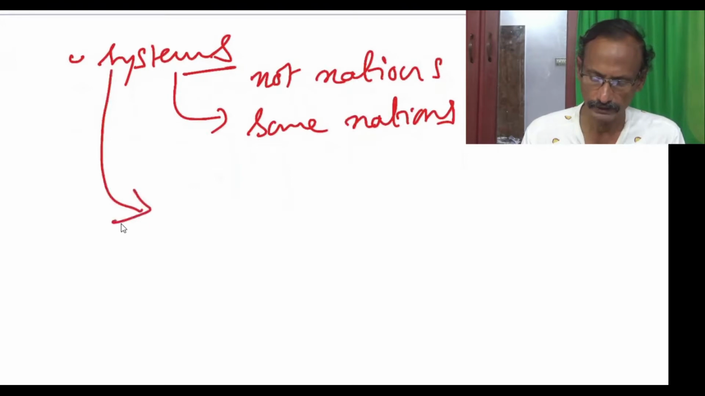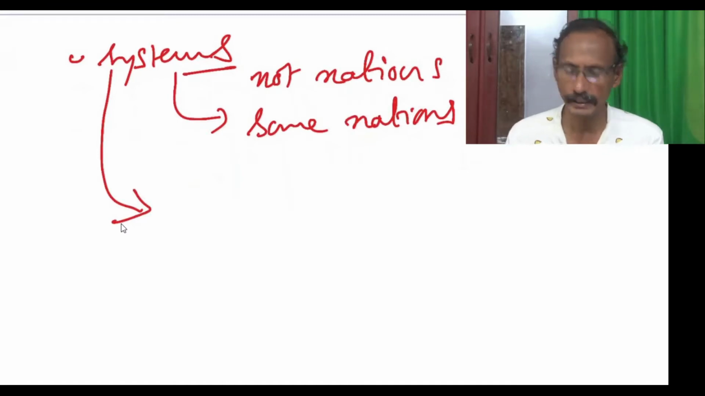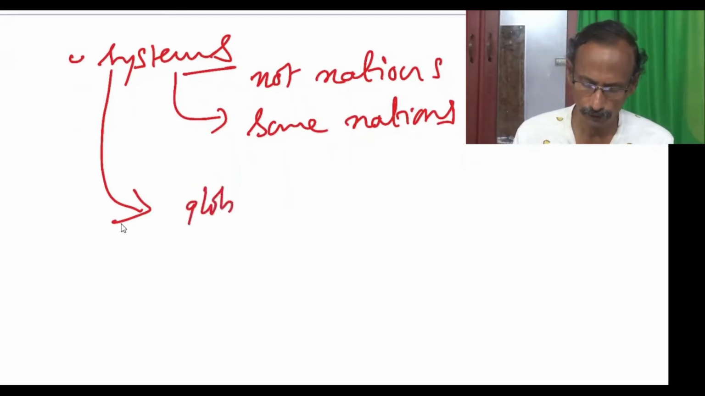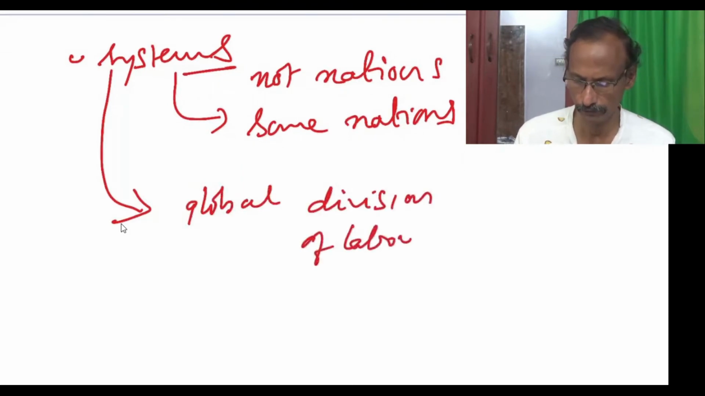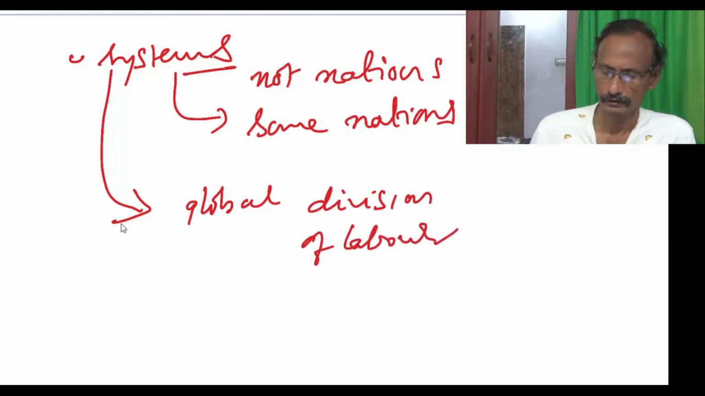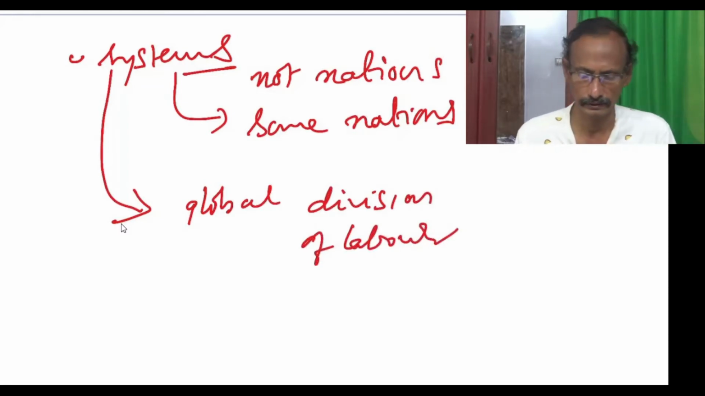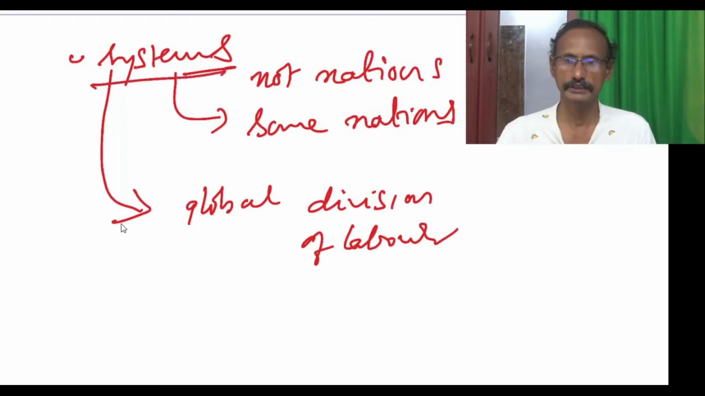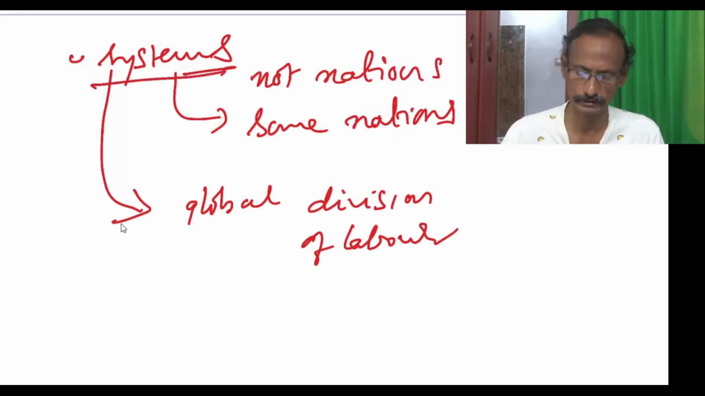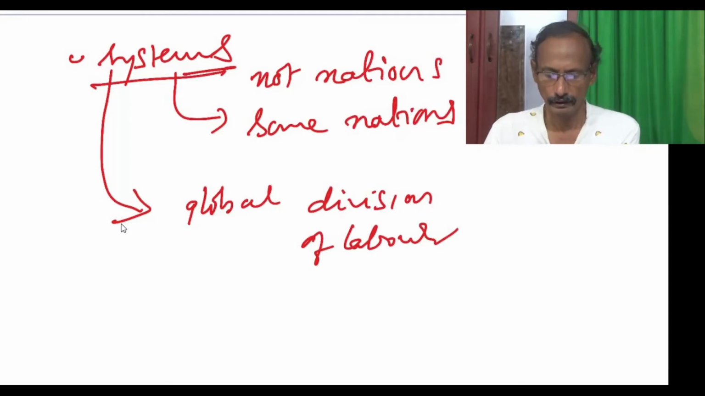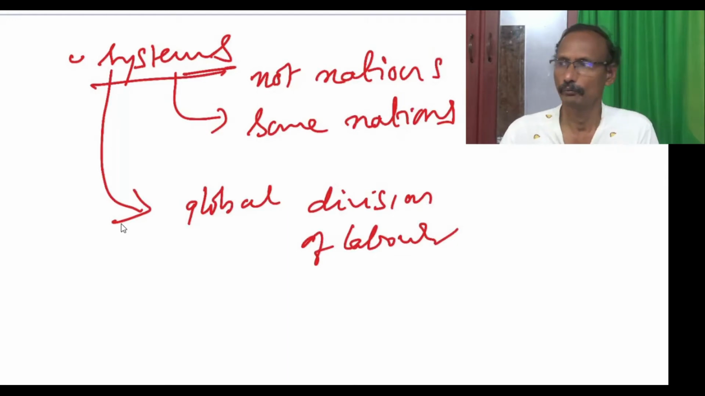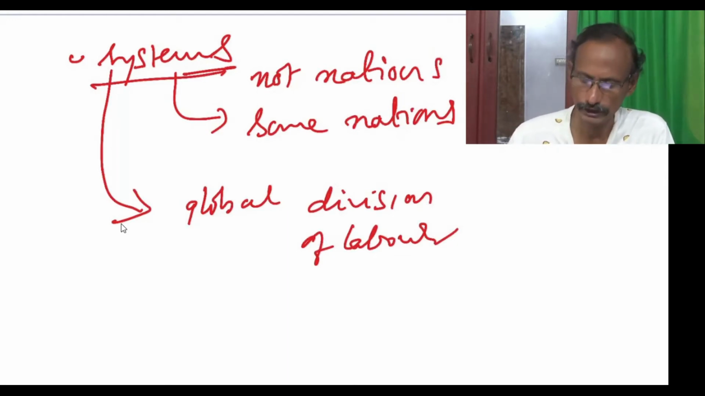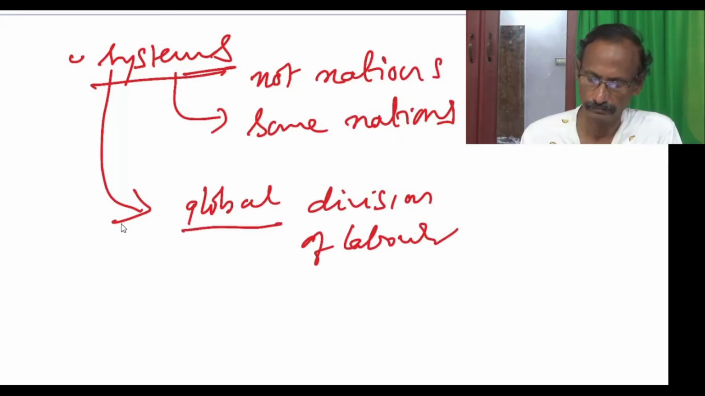A system is defined by the way it is taking part in the global division of labor. So, how this area, which consists of many nations, is related to the system of production and distribution in the world. So that is how he looked at things.